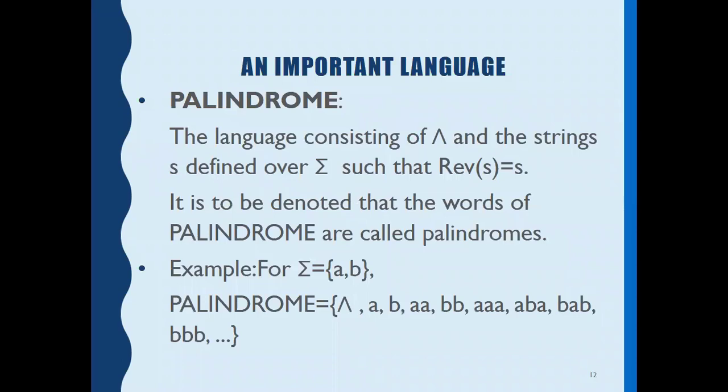So here is another important language that is known as the palindrome. Palindrome language consisting of null and the string s defined over sigma such that reverse of s is equal to s. कि जिनका अगर reverse लिया जाए तो वो भी same as original होता है. So this is a set of the words that are called palindromes, and sigma we use is a and b. Palindrome में जो word आएंगे, it can be null, a because reverse of a is same as a, b reverse of b is same as b, and so on. All the palindrome words will be those words whose reverse, if taken, is the same as its original.